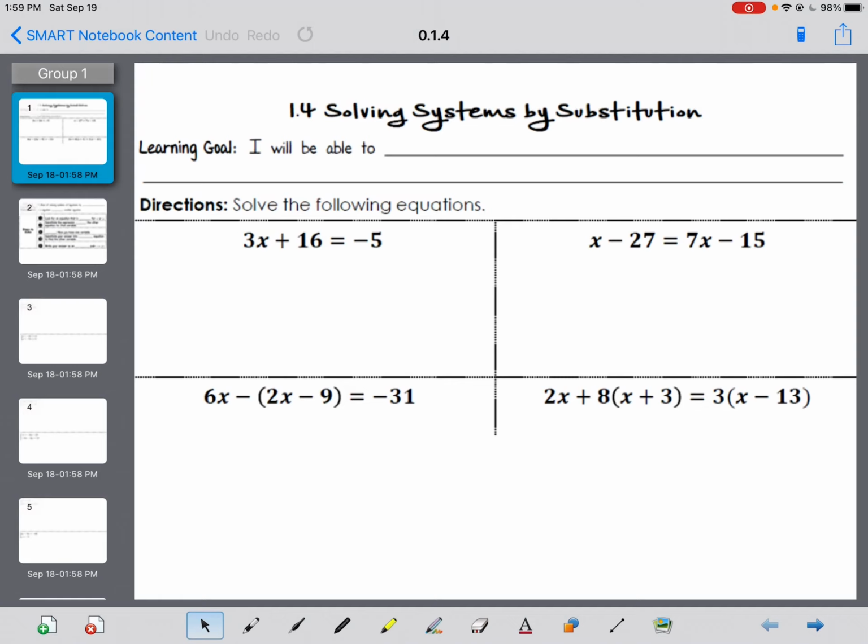All right, we're going to pick up in Unit 1, Section 4, still reviewing algebra ideas. We're going to solve systems by substitution this time. We just finished solving by graphing. Now we're going to solve by substitution.